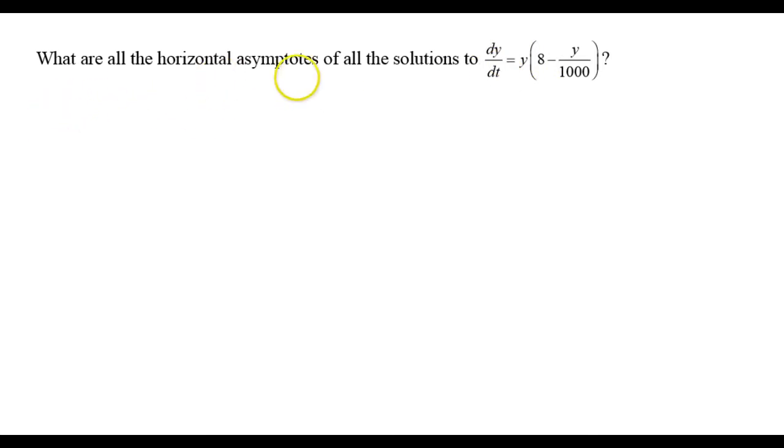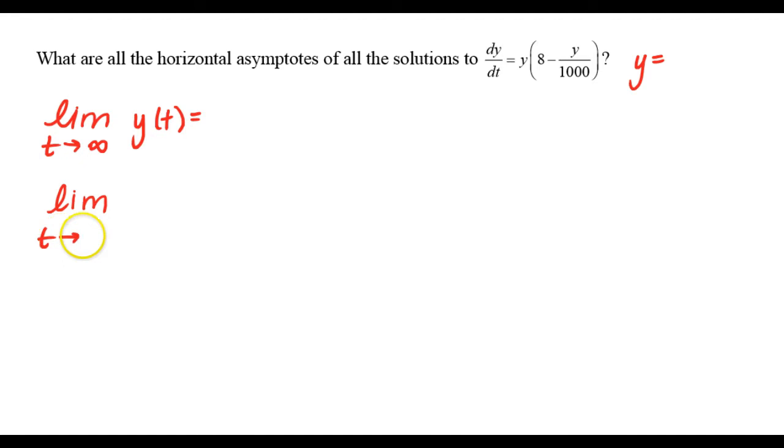And to find horizontal asymptotes of the solution, let's remind ourselves solutions are of the form y equals. All horizontal asymptotes mean that we want to know what happens as t approaches infinity of y of t. And this is the one that we've been solving a few times in a row now. But to find all horizontal asymptotes, we also have to think about what happens as t approaches negative infinity. If this were a population model, this whole idea of t might stand for time, but right now t is just a variable.